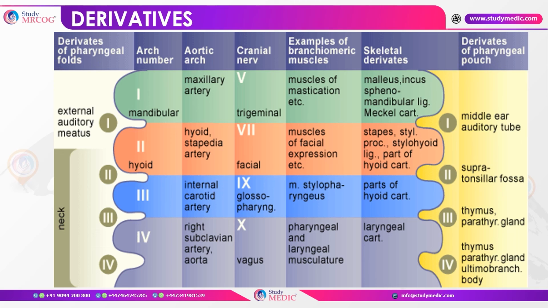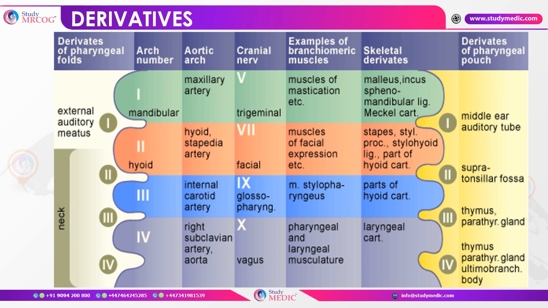Now coming to derivatives of the arches, they say arch 5 is usually disappearing. Arch 1 is the mandibular arch, the corresponding artery is the maxillary artery, the nerve being trigeminal nerve, and the muscle and the skeletal derivatives are the muscles of mastication along with skeletal derivatives like malleus, incus, the Meckel's cartilage. Arch 2 is the hyoid derivative. The artery is going to be the hyoid and the stapedial artery, corresponding to the facial nerve and the muscles of facial expression. The skeletal derivatives being stapes, the styloid process, the stylohyoid and a part of hyoid cartilage.